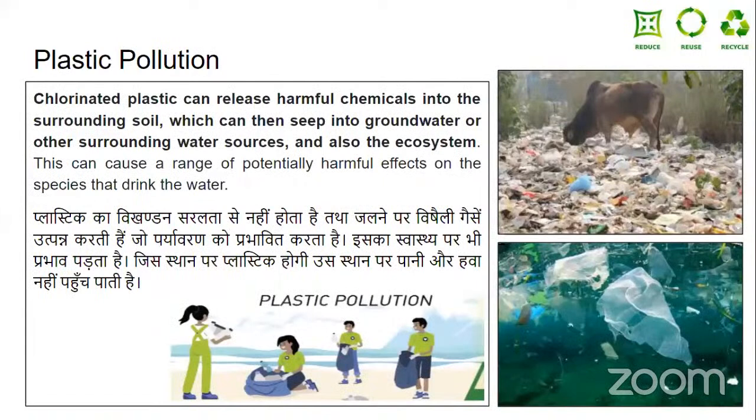What happens when plastic gets burned? It liberates chlorinated, harmful chemicals into the surrounding soil or the atmosphere, which can then seep into the ground or the surrounding water sources and also the ecosystem. Once we dump the plastic in the dumping yard, the landfill site we saw in the previous slide, the plastic liberates harmful chemicals while it decomposes or decays, and that contributes to soil pollution, or if it is dumped into a water body, then it also pollutes the water sources and imbalances the ecosystem.